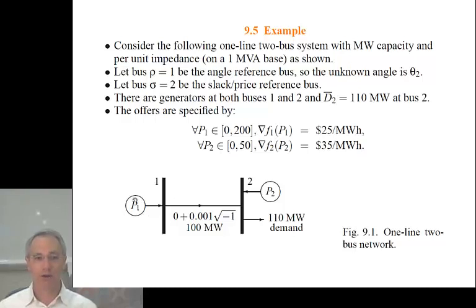Let's suppose the generator at bus 1 is a cheap generator. The offer is a capacity of 200 megawatts, and it's offering that capacity at $25 per megawatt hour. At bus 2, we have a more expensive generator, closer to the demand, whose offer price is $35 a megawatt hour.